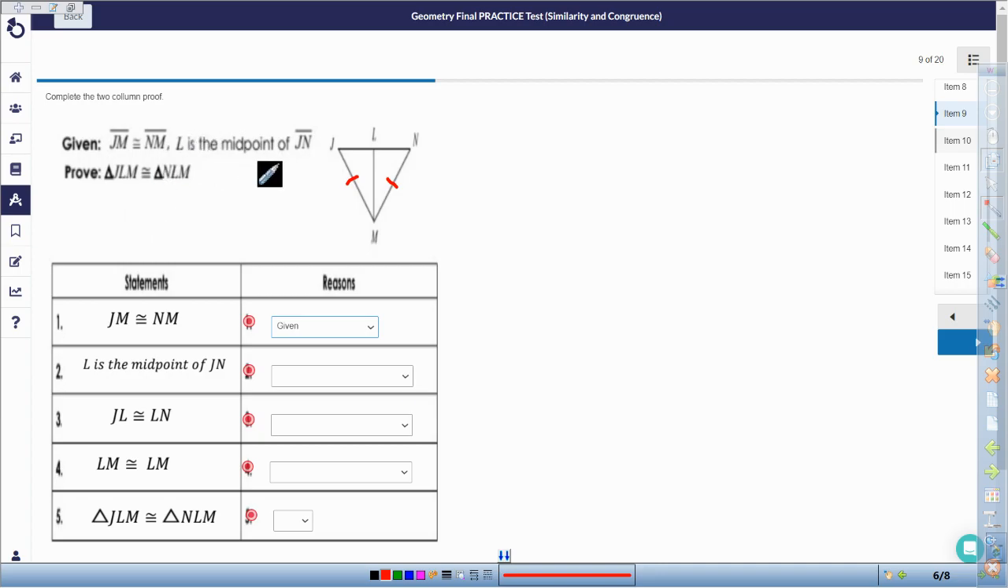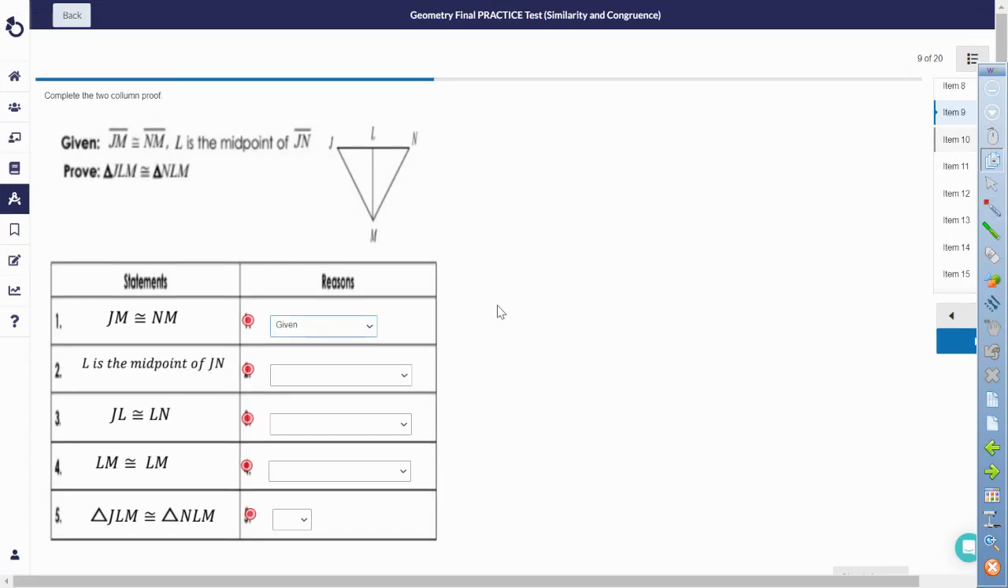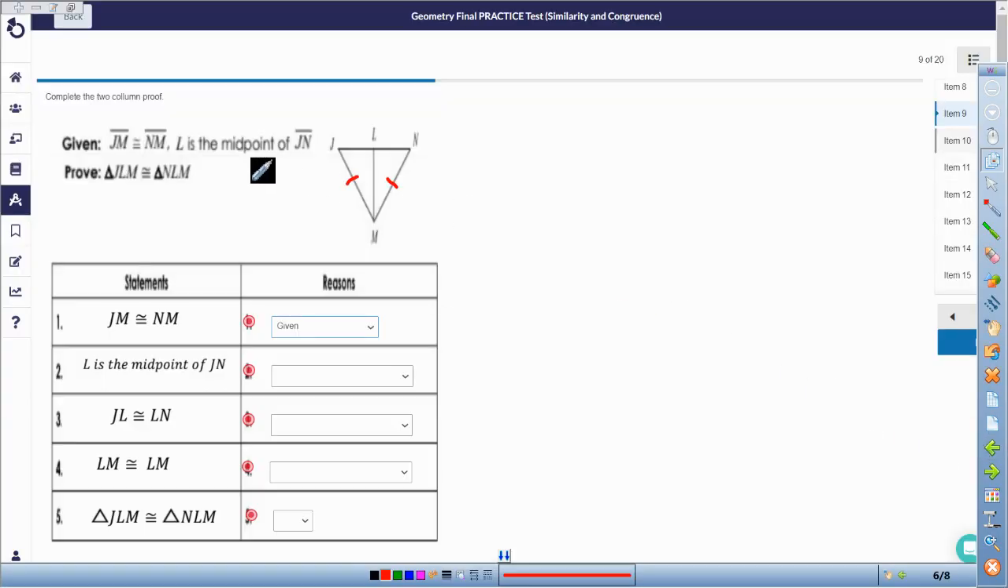Here's the next thing. L is the midpoint of JN. That's our next statement, right? Why do we know it? Because it's also been given to us. That didn't get us congruent parts just yet. We need to look deeper and find what that's telling us. L, this point, is the midpoint of JN. Here's JN. If this is the midpoint, it's cutting JN into two congruent halves. So here's what you can add to your picture. We know that this is congruent to this.